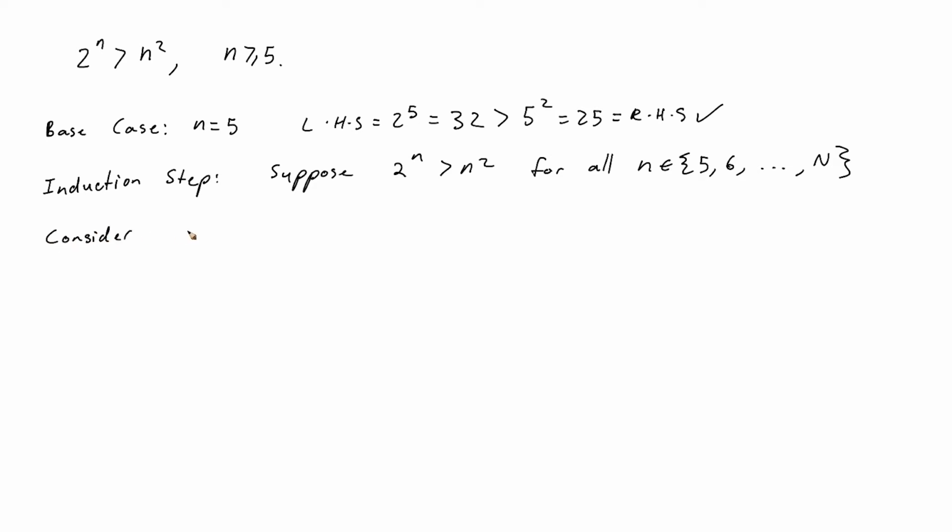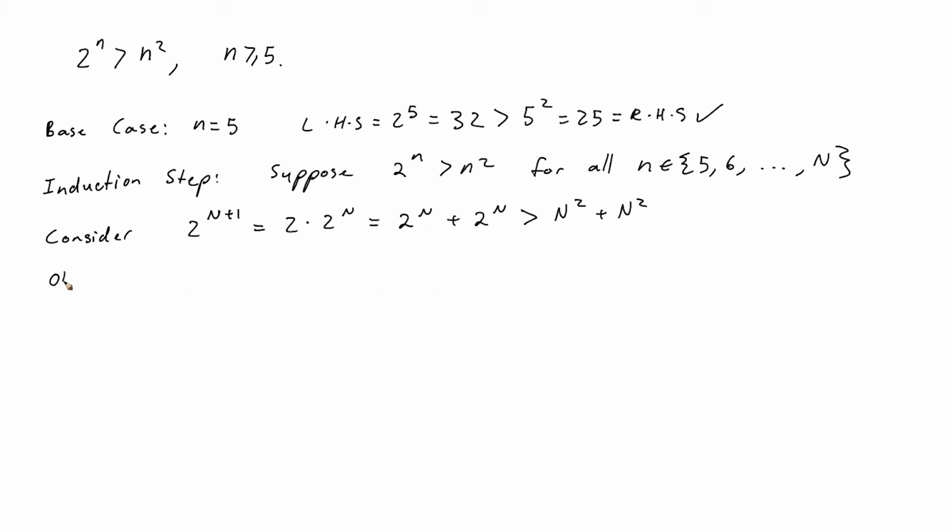Next, we consider 2 to the capital N plus 1. So this is nothing more than 2 times 2 to the n, which is 2 to the n plus 2 to the n. Now we can use our induction hypothesis. So by the induction hypothesis, we know each of these 2 to the n's are greater than n squared each. Now we need another inequality here to progress.